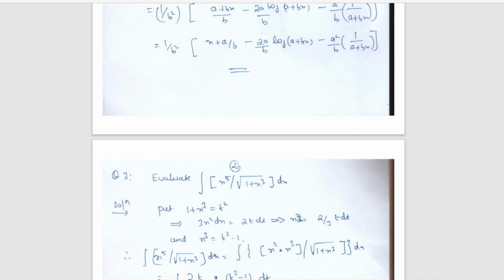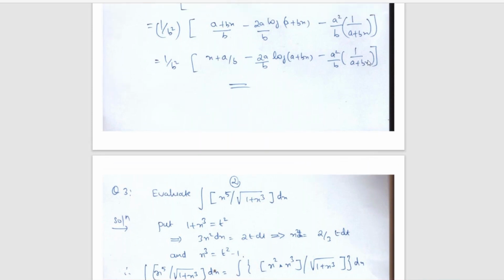So now simplify. The final answer: 1 by b square is the constant term, it is outside. There's nothing but the simplification only. Divide the first term by b. So what you're getting? Bx by b is x, cancelling b. So you are getting x plus a by b minus 2a by b log of a plus bx minus a square by b into 1 by a plus bx. So this is the final answer. Let me move on to the next problem.